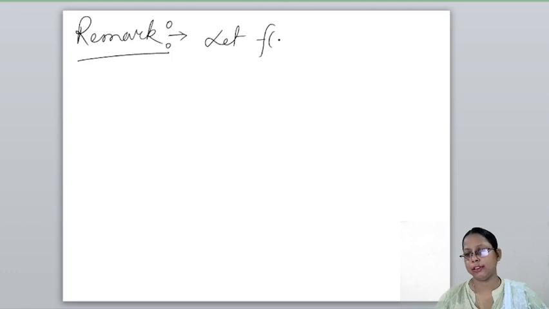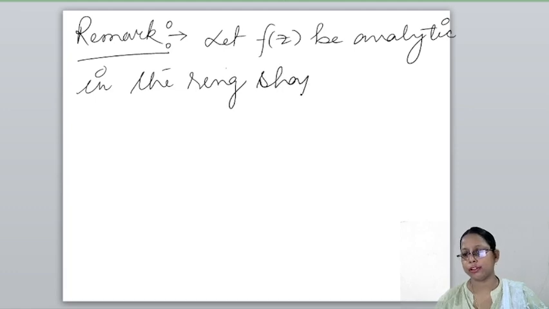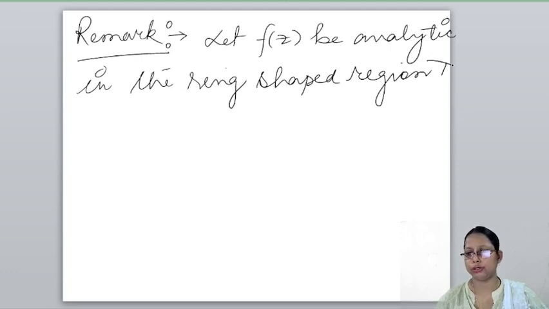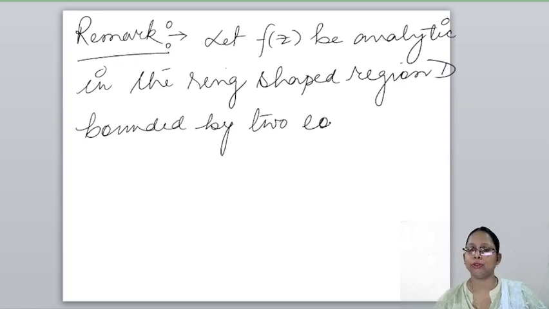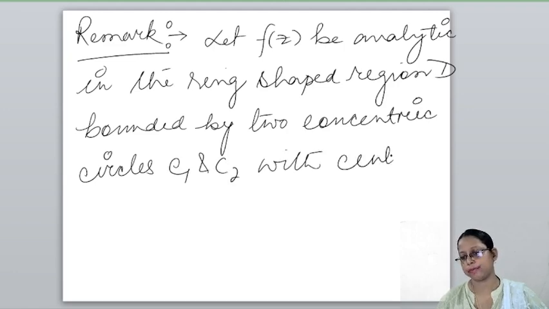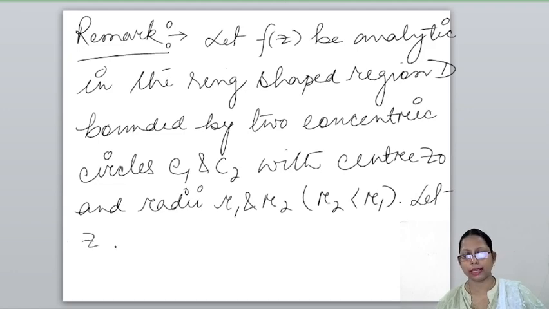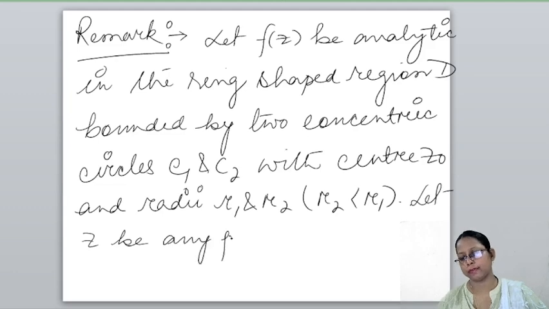That is, let f(z) be analytic in the ring shape region D, bounded by two concentric circles C1 and C2 with center z0 and radii R1 and R2, R2 less than R1. Let z be any point inside D.